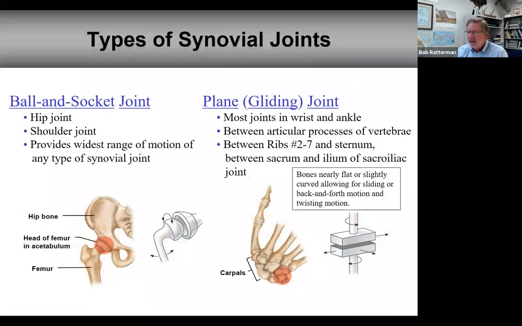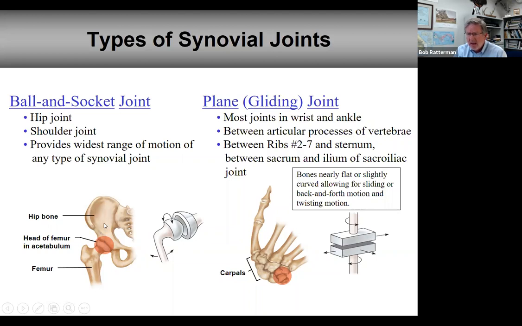And our last two examples of synovial joints are the ball and socket and the plane or gliding joint. For the ball and socket, we immediately think of the articulation of the femur and the coxal bone, although we could also talk about the head of the humerus and the glenoid fossa or cavity of the scapula here in the shoulder. But the hip is probably the most commonly thought of ball and socket joint, where we have the head of the femur fitting into the acetabulum of the coxal bone.